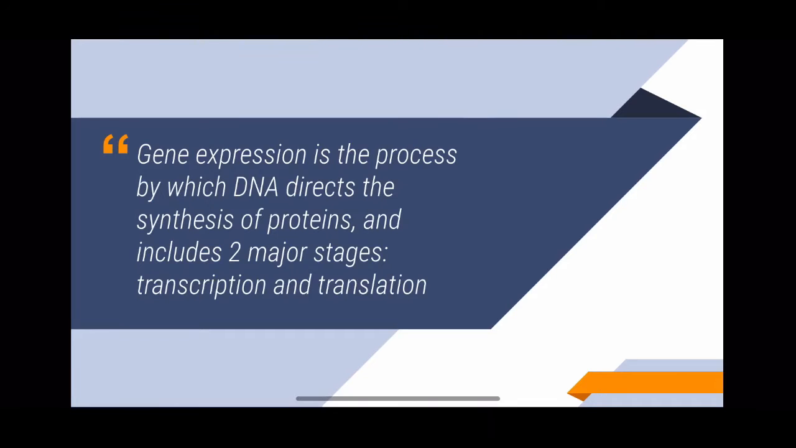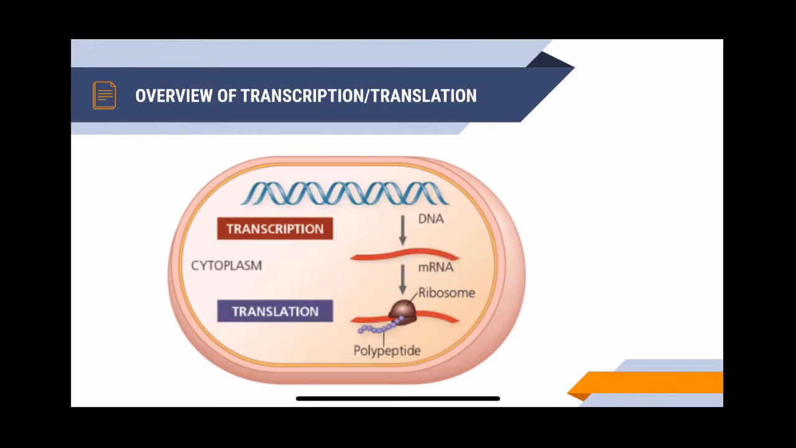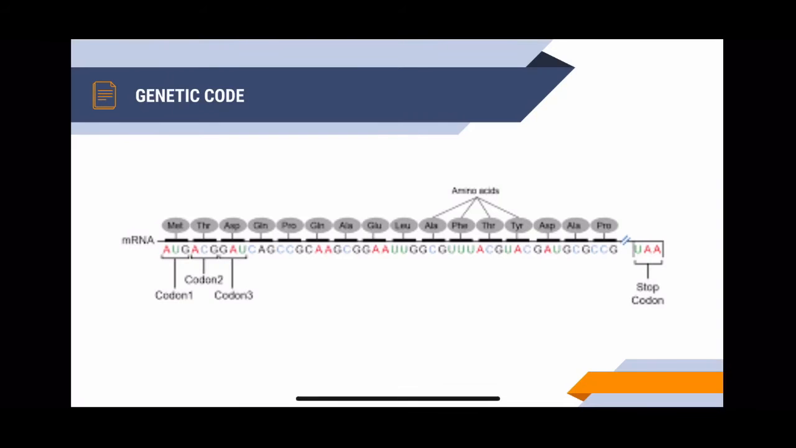Gene expression is the process by which DNA directs the synthesis of proteins and includes two major stages. Let's decode the process by which genes lead to the production of proteins. Transcription is the synthesis of RNA using information in DNA, where DNA strands serve as a template from which mRNA is constructed. Translation is the synthesis of a polypeptide using information in mRNA, which is translated into an amino acid sequence of polypeptides and ribosomes.